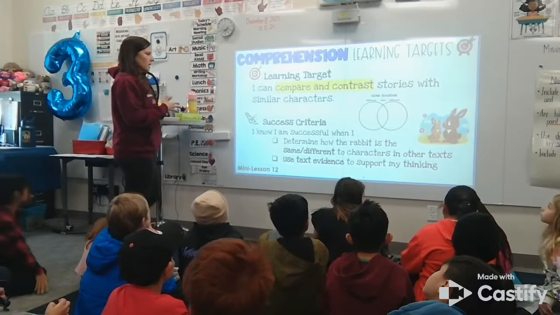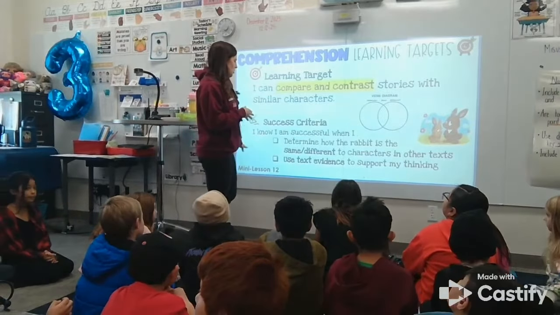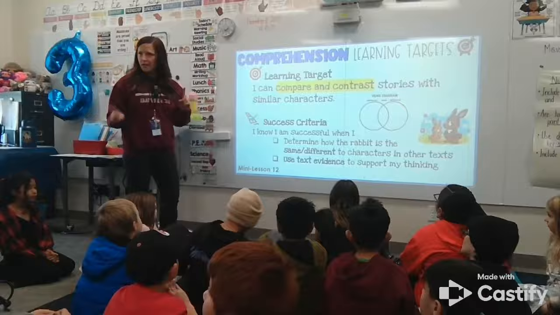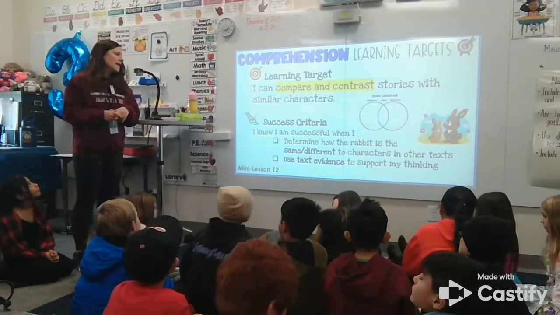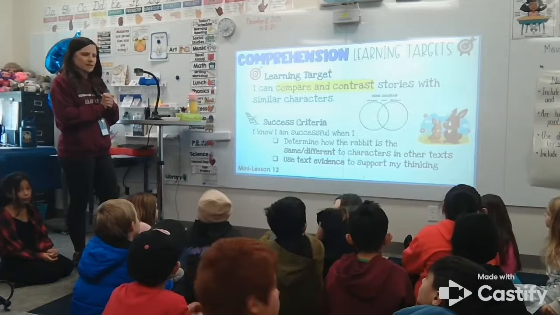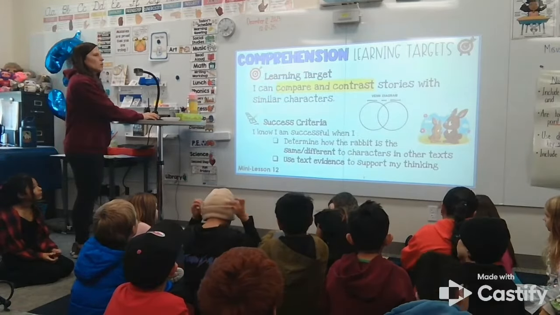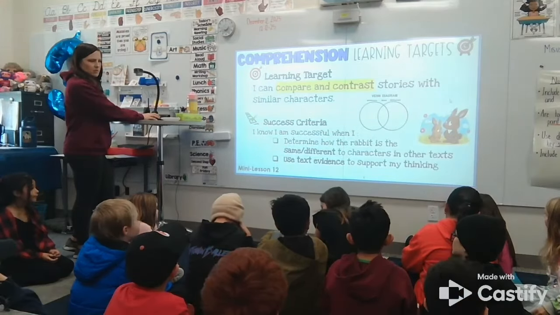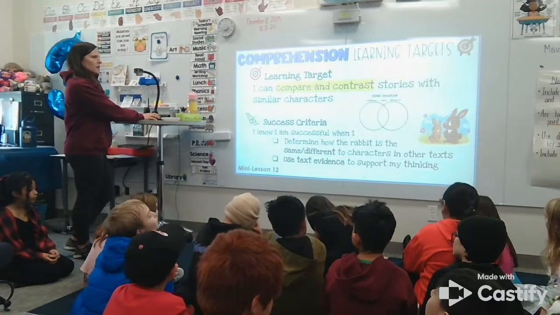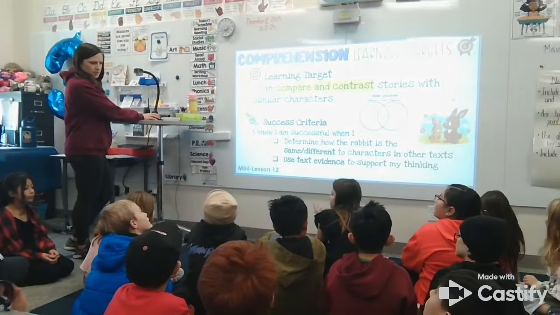To be successful today, you're going to have to do a few things. You are going to need to determine how Rabbit is the same and different to some of our other characters that we read about. And, as always, you're going to have to use some text evidence to support your thinking, okay? So, just like we typically do, I am going to model for you how I would answer a question, comparing and contrasting some different characters, and then I'm going to give you a chance to practice.